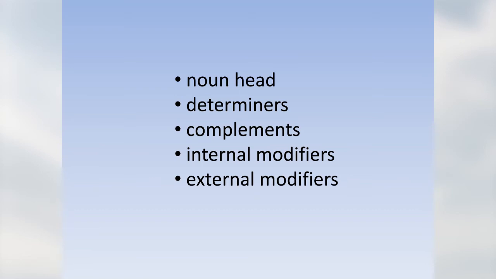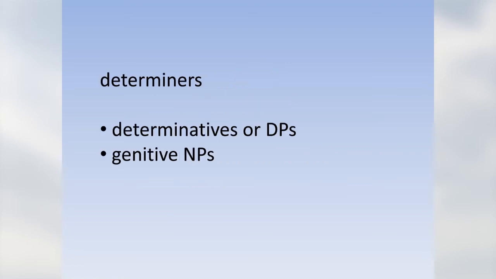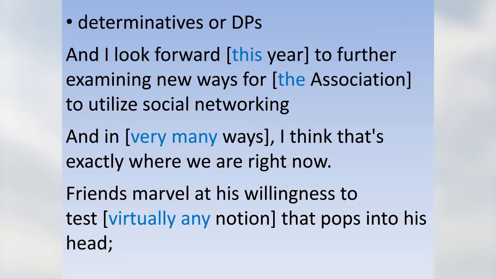There can be determiners, complements, and internal modifiers and external modifiers. So let's look at how each of those work. First of all, let's consider the determiners. Now, technically determiners are modifiers. Don't even worry about that. Just call them determiners. The categories that usually function as determiners: determinatives, obviously, right? Or determinative phrases, and then genitive noun phrases. It's pretty much only those two, so these aren't too hard to pick out.